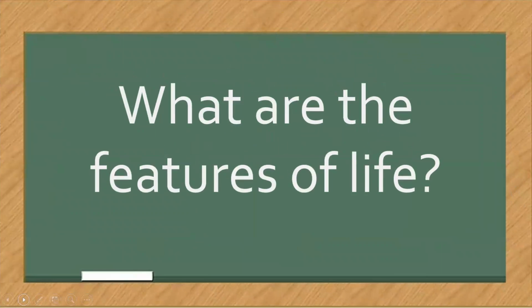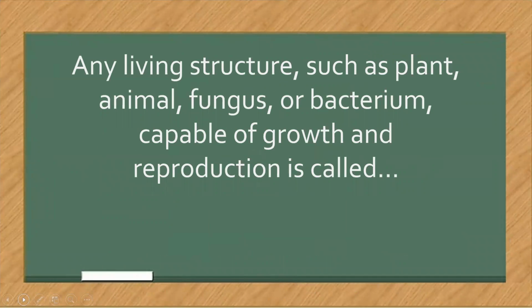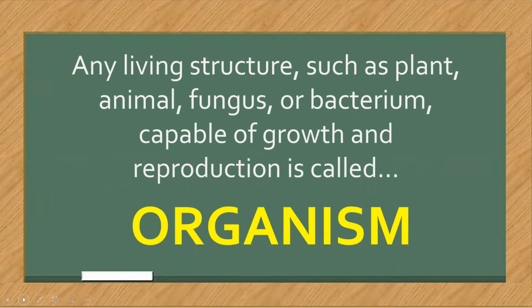What are the features of life? When you think about life or living things, you probably think about animals, plants, or bacteria. You may think that something is alive if it moves, eats, or breathes. Any living structure, such as plant, animal, fungus, or bacterium, capable of growth and reproduction is called organism.